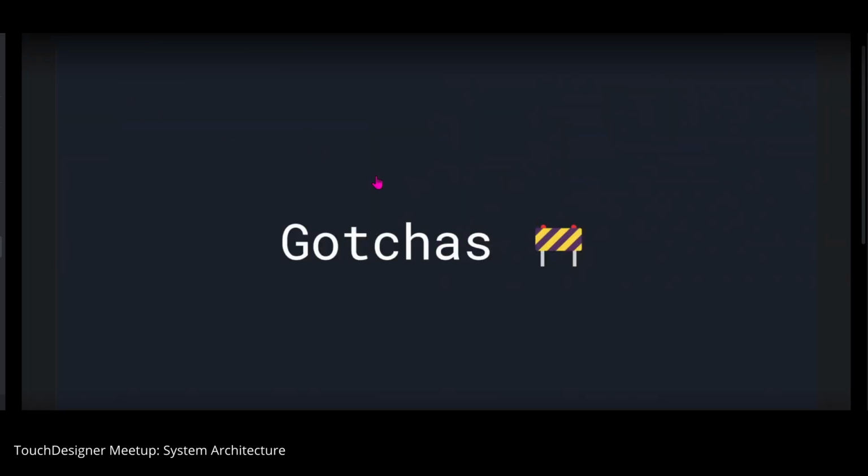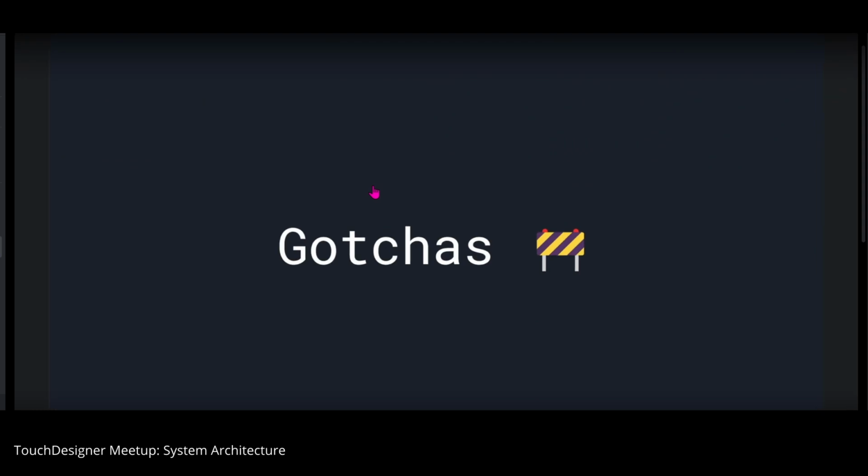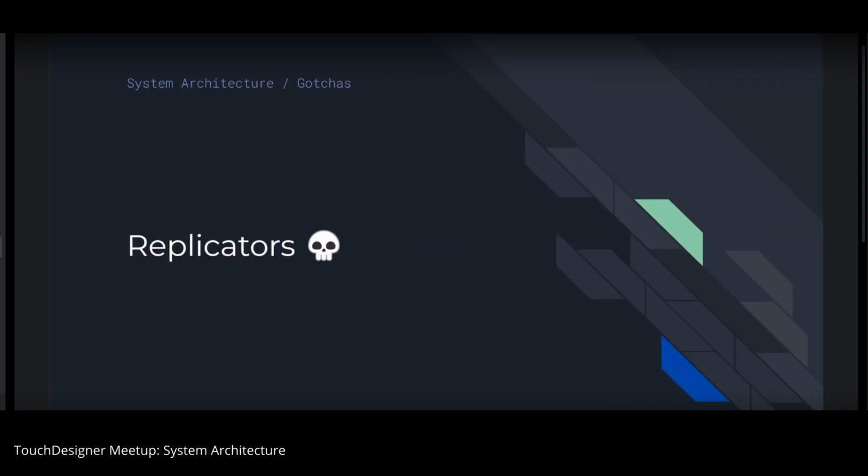There are gotchas. Quickly, some gotchas to put in your mind. Be careful with replicators. They're super handy. They're great in a lot of circumstances. If you're running replicators that replicate in the middle of your project while they're running, there is a good chance that will slow down things inside of your project.